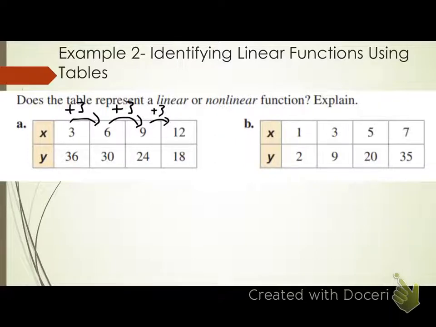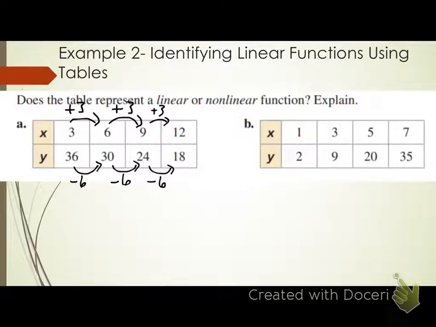If it's out of rate, like for B, it's not. Let's wait till we get to B. Okay? But I cannot just check my x values because rate of change deals with x and y values. Okay, so I've got to check my y values as well. To get from 36 to 30, what am I doing? Subtract 6. 30 to 24. Minus 6. 24 to 18. Minus 6. Is that increasing or decreasing at a constant rate? Yeah. It's going at a constant rate though, right?